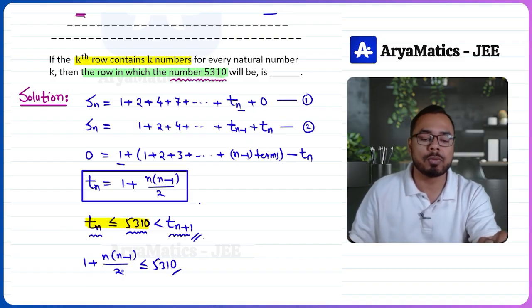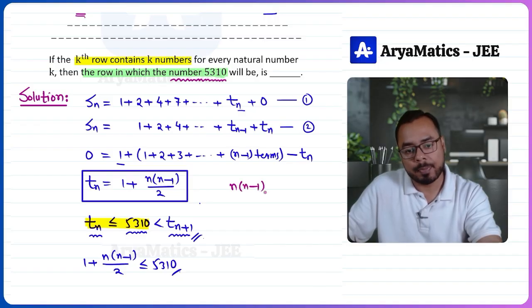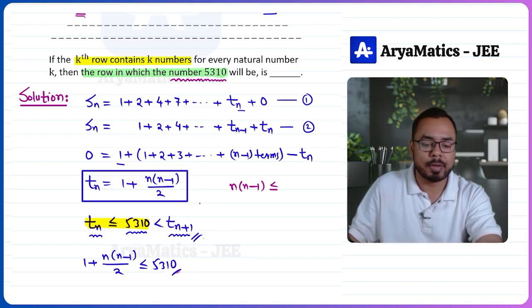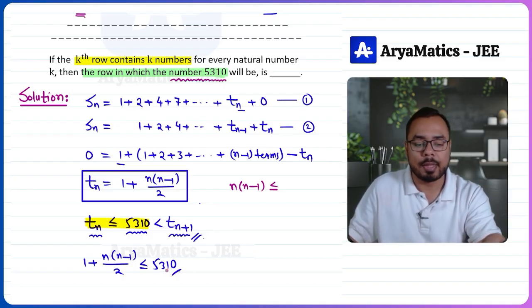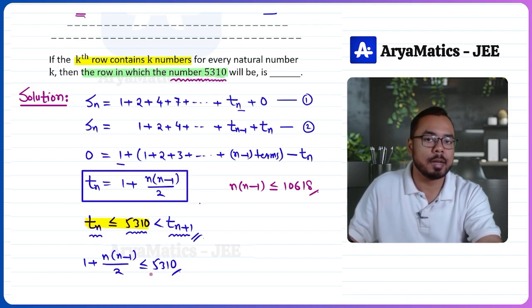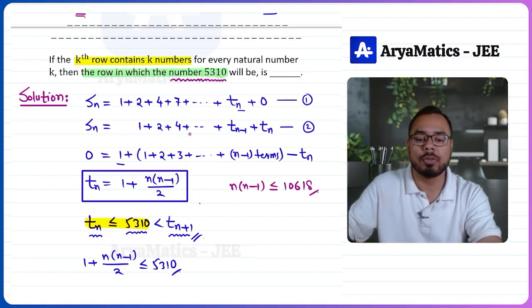And now we have to figure out what is the maximum value of n that will satisfy this. So we can write the same thing as n into n minus 1 should be less than or equal to, taking the 1 to the other side, 5309, and then twice of that will be 10618, right? 5300 twice is 10600, and then 9 into 2 is 18. So basically we need the maximum value of n satisfying this inequality.